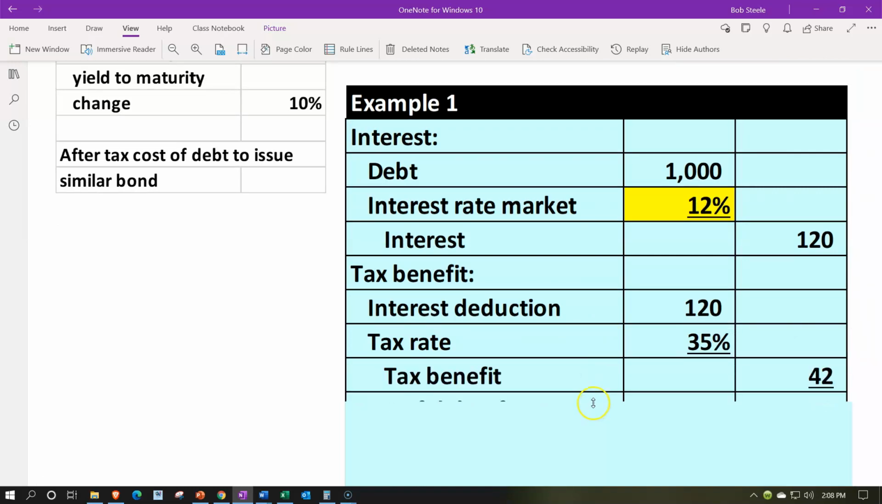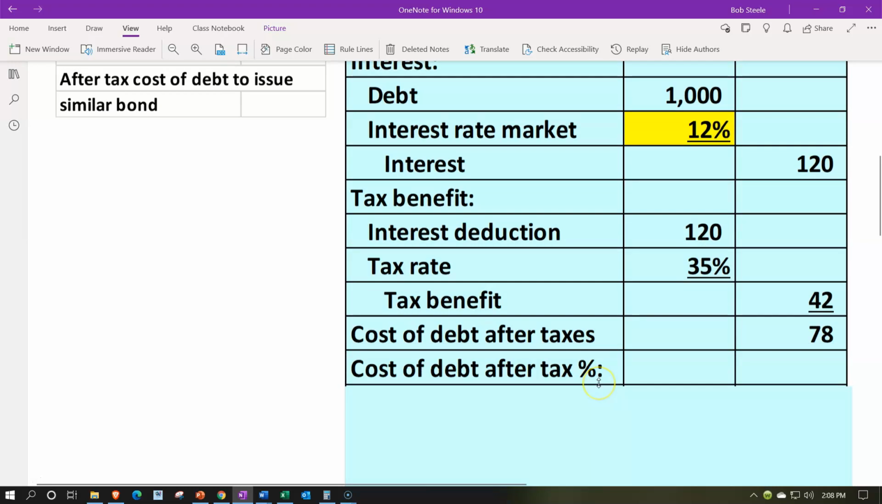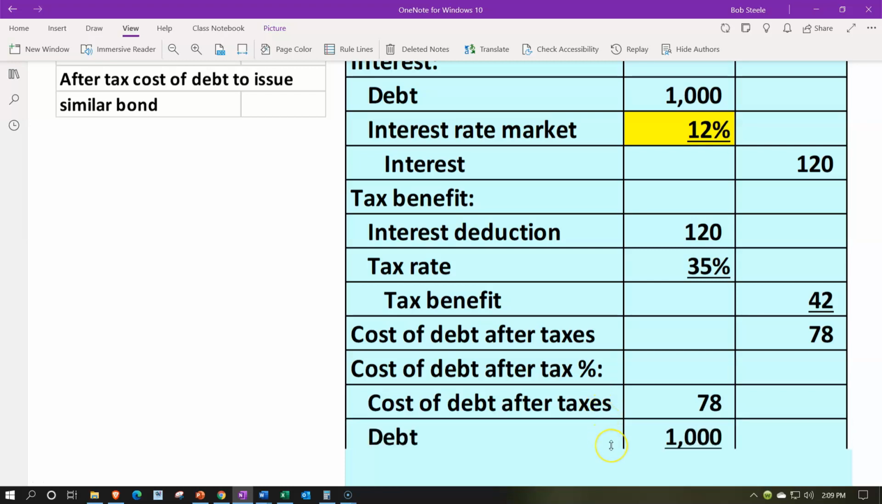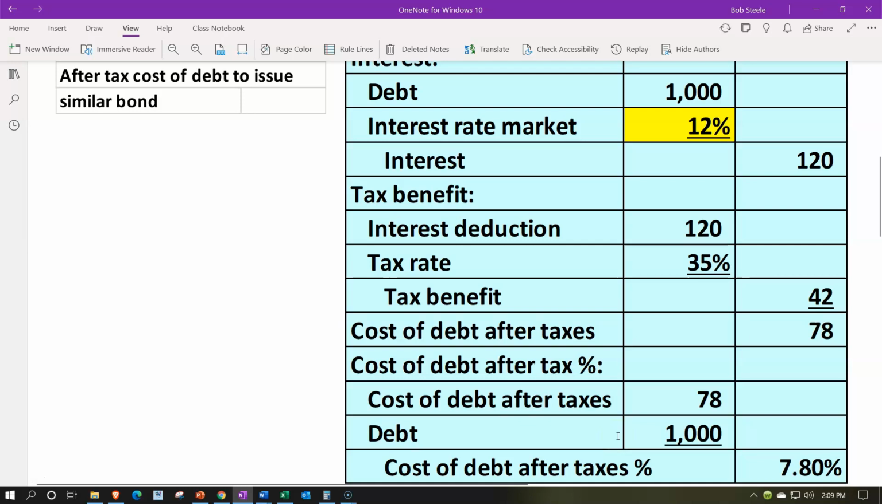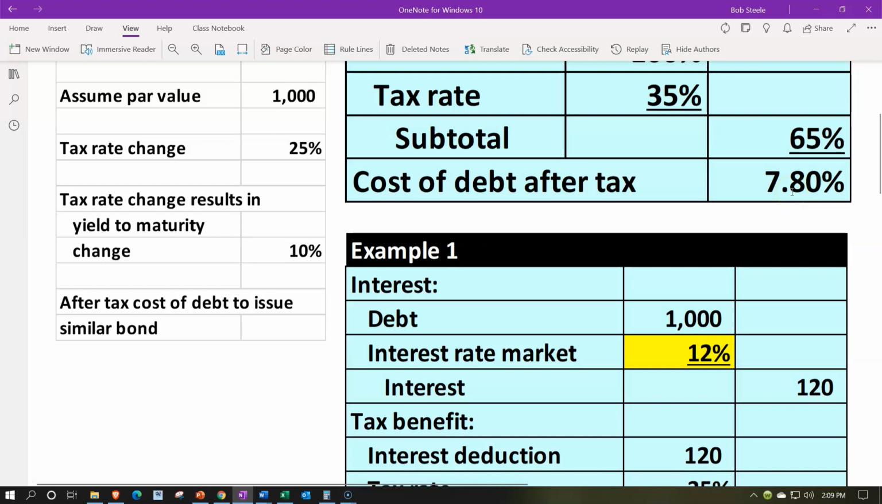120 times 35% means that of this 120, we're going to get back in terms of taxes about 42. So 120 minus 42 is 78, the cost of debt after the tax impact. Then if we want to get back to the percent cost, we take that 78 and compare it to the debt, the 1,000. 78 divided by 1,000 gives us the 7.8% that we got in this format up top as well.